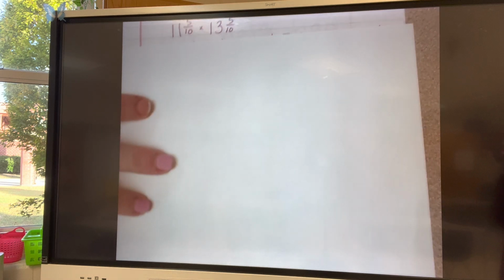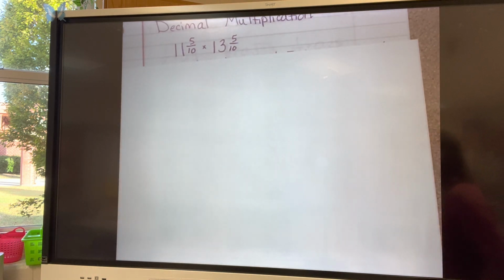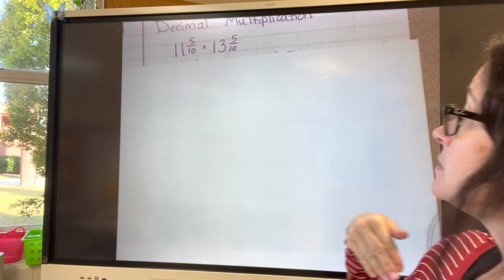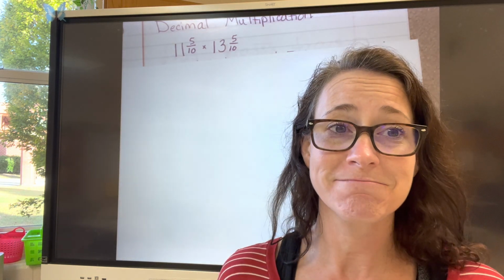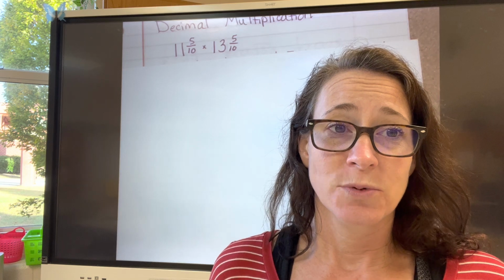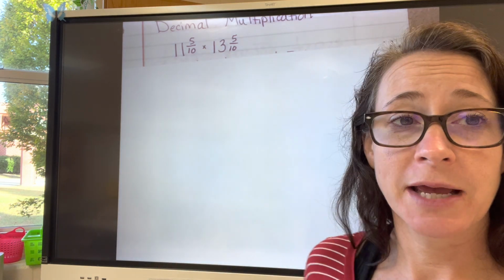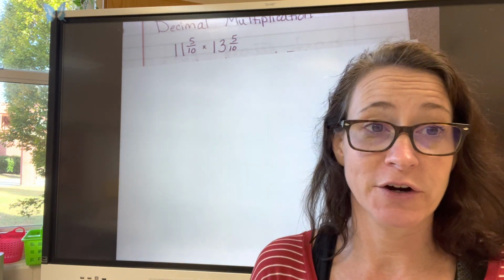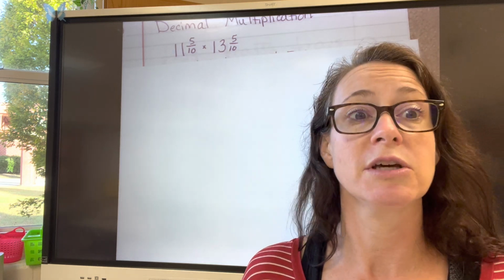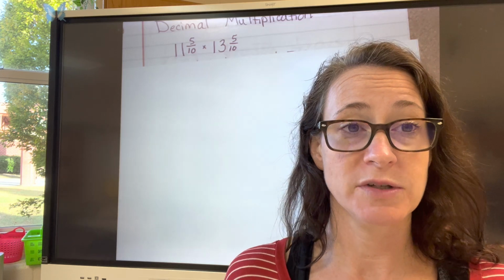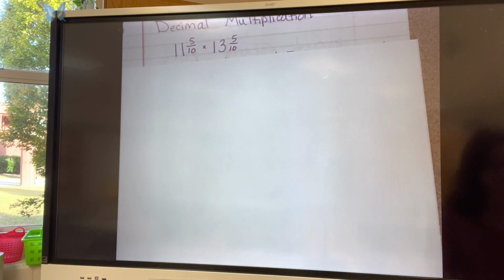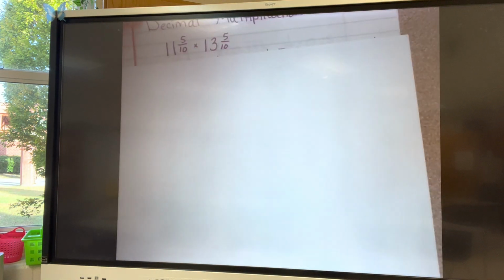Here you go. Oops, let me bring that down just a little bit for you. So we have 11 5/10 times 13 5/10. A couple of ways we can do this. We could go ahead and multiply them like mixed numbers and then convert them to decimals, or convert them to decimals and multiply using the standard algorithm. So let me show you.